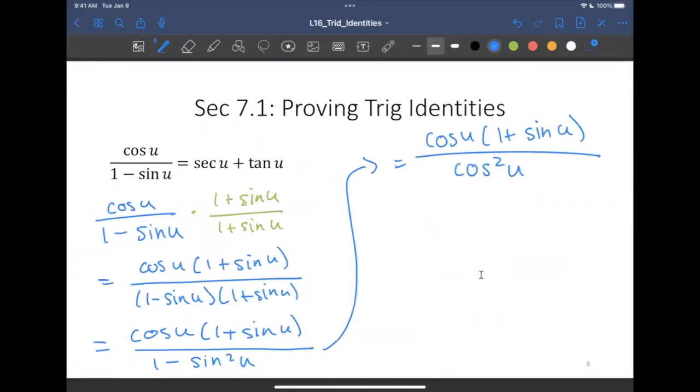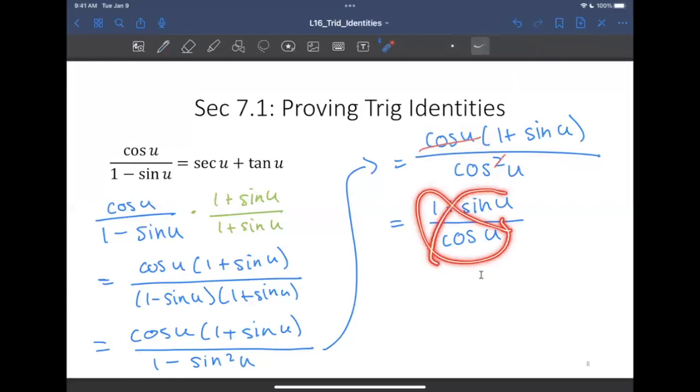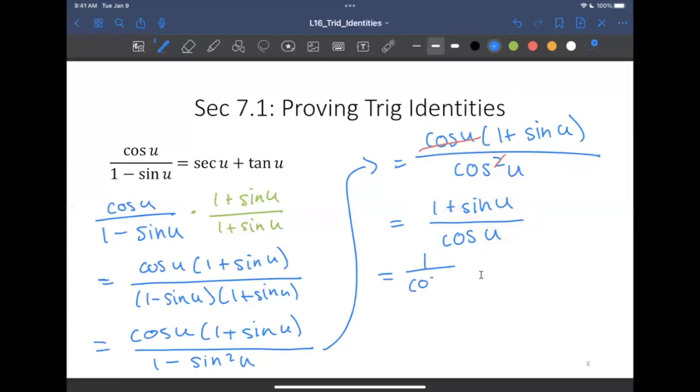So now we have cosine squared of u. Now we can simplify that. We have a cosine of u here, and we have a cosine squared u here. So that means that my cosine gets canceled out here, and my squared gets canceled out here. I'm left with 1 plus sine of u over cosine of u. I can distribute out my cosine of u, kind of expand my fractions, which gives me 1 over cosine of u plus sine of u over cosine of u.